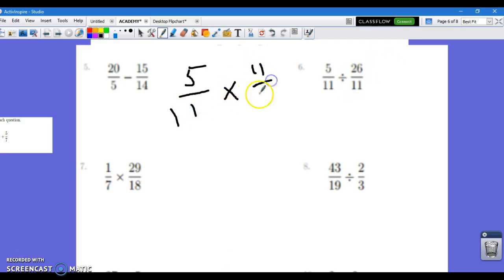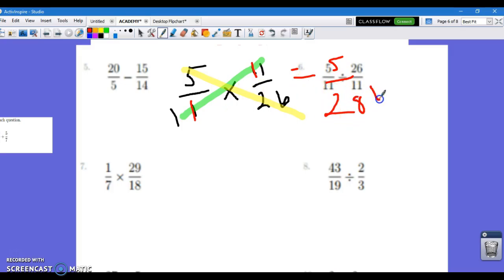So I have 11 and 26. I'm now going to see if I can reduce diagonally. Notice that 11 will go into itself one time, so now this is a 1, and this is a 1. 5 and 26 won't reduce. 5 times 1 is 5. 11 times 26, 286. And I think that's as reduced as it's going to go, because I have a 5 and a 6, so I know 5 is not a multiple of this.